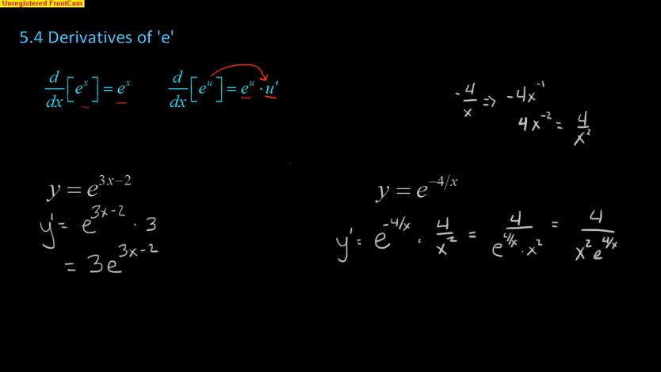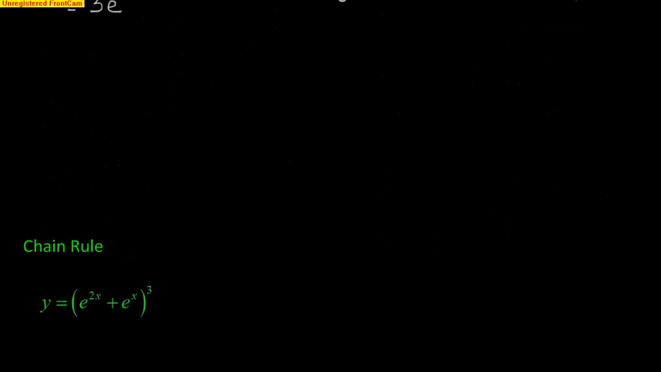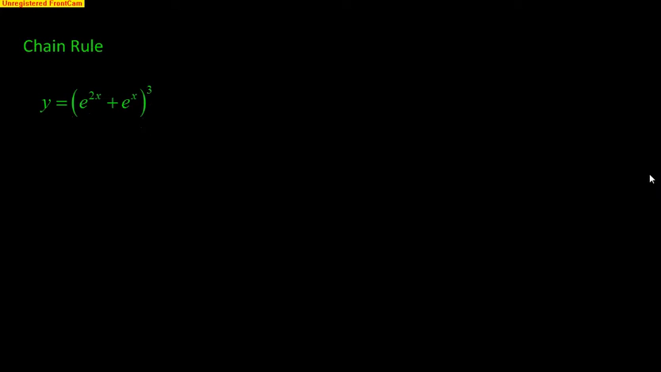Let's take a look at ones that are combined with other rules. Here's one with the chain rule. If you remember, the chain rule is the derivative of the whole thing times the derivative of what's inside. So taking a look here, if I go with the derivative of the whole thing, that 3 will come down. We'll have e to the 2x plus e to the x, and then squared. And then times the derivative of the inside.